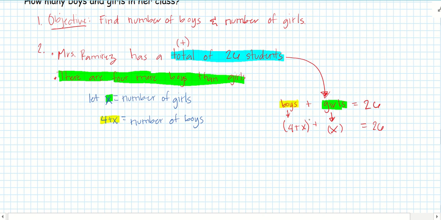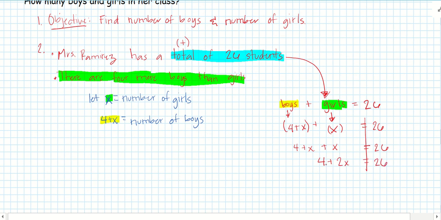So for girls, we have the value x, right? So I'm replacing 4 plus x for boys and x for girls, right? Now I'm going to go ahead and combine the like terms to solve, right? Let's get rid of the parentheses first, just to have it more clear. I can see that I have x plus x, right? So that would be 4 plus 2x equals 26.